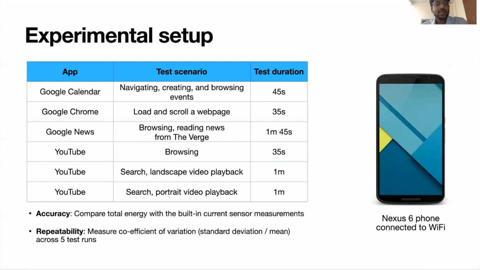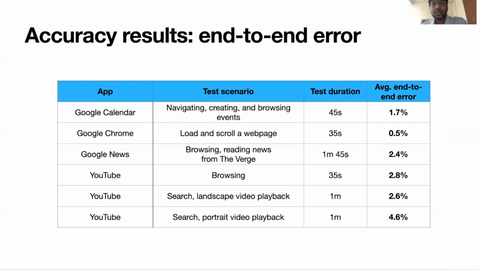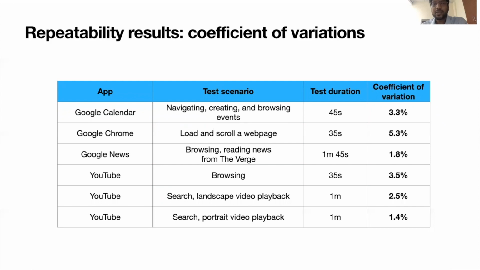We ran six tests over popular apps on a Nexus 6 phone connected to Wi-Fi. To report accuracy, we compare the total estimated energy from eTester with the built-in current sensor measurements. And to report repeatability, we measure the coefficient of variation, which is defined as standard deviation over mean across 5 test runs for each test. We learned that the end-to-end error of eTester is always less than 5%. Further, we learned that the coefficient of variation was always less than 5.5% for eTester.